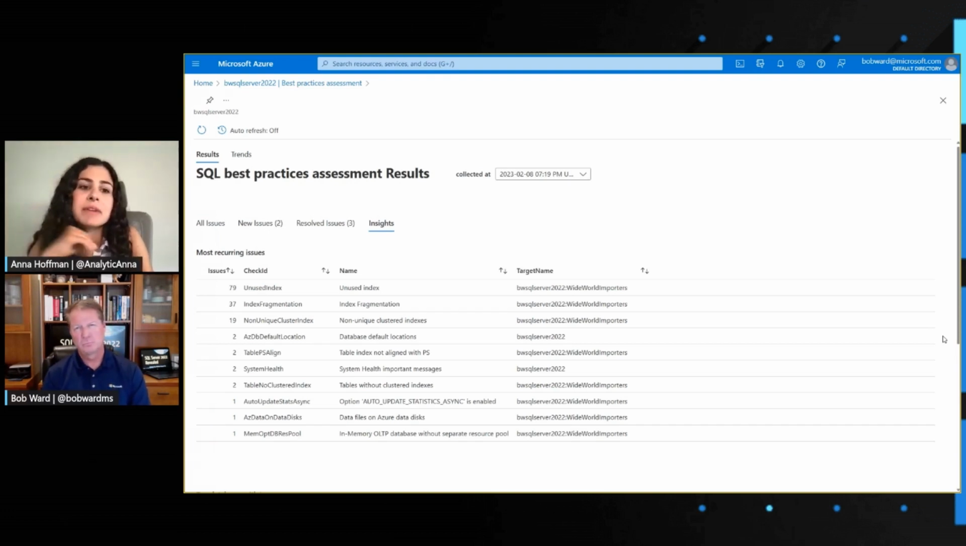Bob, the other thing, I had mentioned this earlier, you mentioned pay as you go. As a SQL Server person, that's not something I thought was possible, right? Unless you were using Azure SQL Database in the cloud. Can you tell us a little more about that?